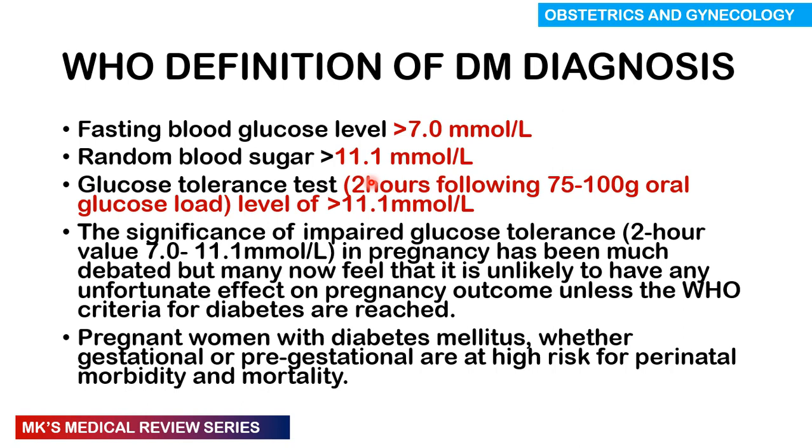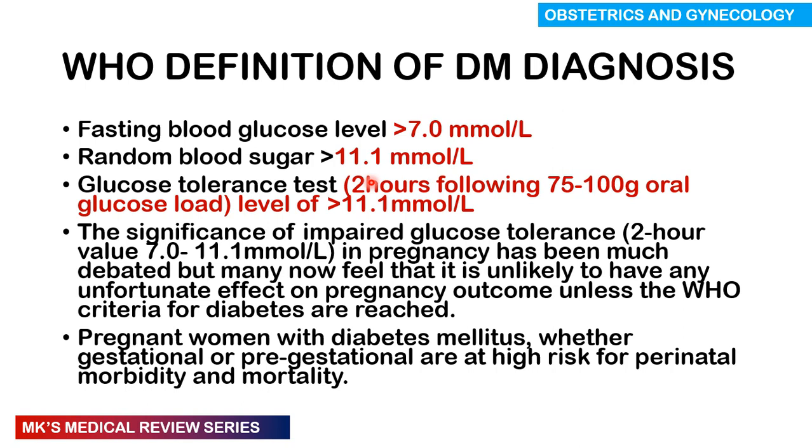Then the random blood sugar is the blood sugar that you check regardless of whether the person has eaten or they haven't. Generally, a random blood glucose that's greater than 11.1 is considered diabetic. And remember, in non-pregnant women, you're going to need symptoms plus either an abnormal fasting or an abnormal random glucose test or an abnormal glucose tolerance test. If they don't have symptoms, then you need all three of them.